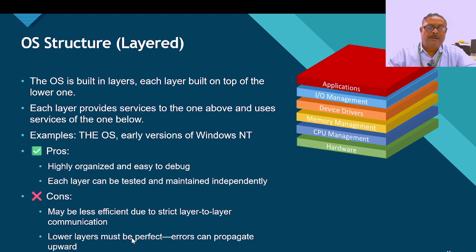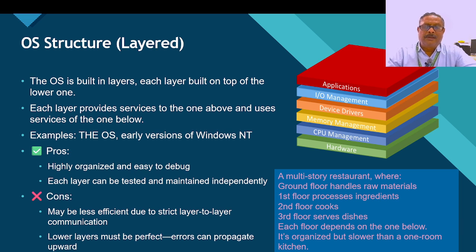and lower layers must be perfect, because the lower layers are nearer to the hardware. If anything goes wrong on a lower layer, then the error can propagate up. If there is a small error in the CPU management, then that error will be enlarged in the next layer. It will be further aggravated, further aggravated. By the time it reaches the application layer, the error might have gone multifold, and that becomes a problem. So those are the pros and cons of the layered operating system structure.